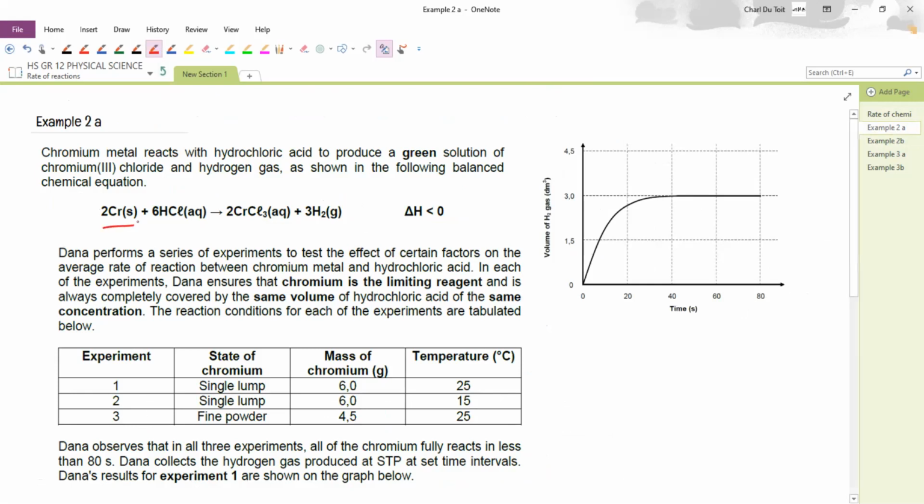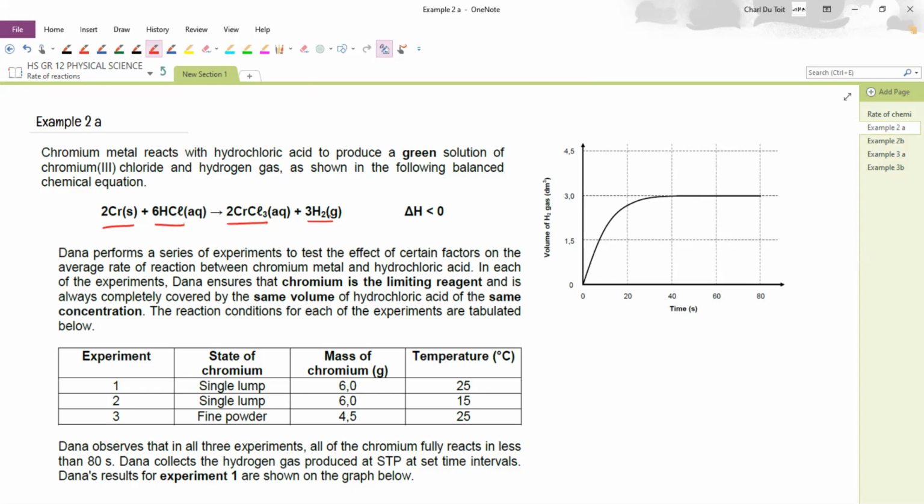You might want to write down this equation. Chromium metal, and I'm going to add some hydrochloric acid. And that's going to leave me chromium chloride and hydrogen gas. And now I've got a little graph there on the right-hand side. And that graph just tells me the volume of hydrogen gas that comes off the reaction.